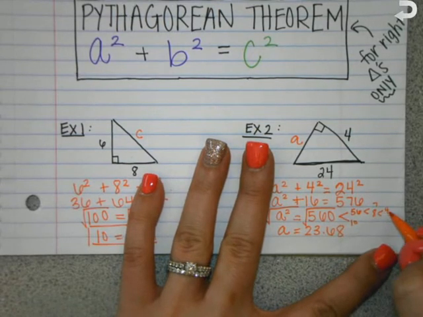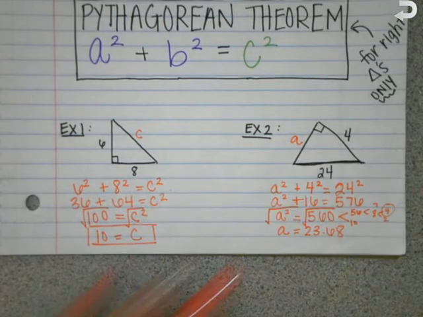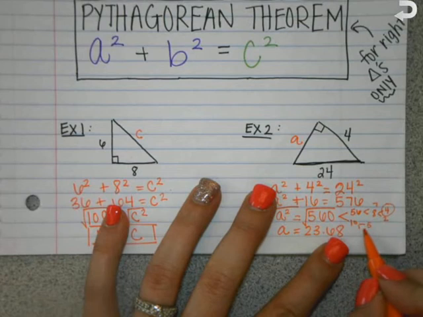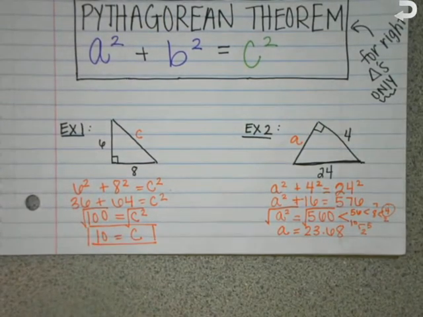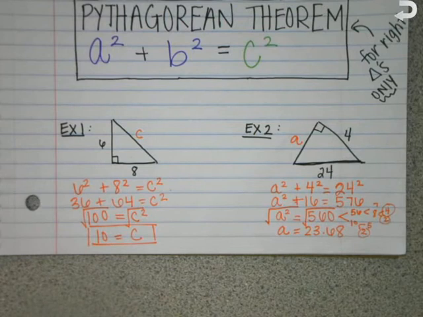Okay, did anybody find a perfect square? 4. Okay, so here's what we do. Oh wait, and then 10 is 5 and 2. So there's another perfect square, 2 and 2, which is 4. So we pull out a 4.